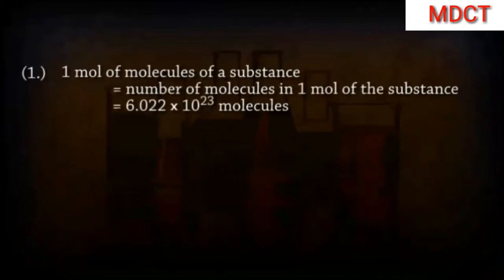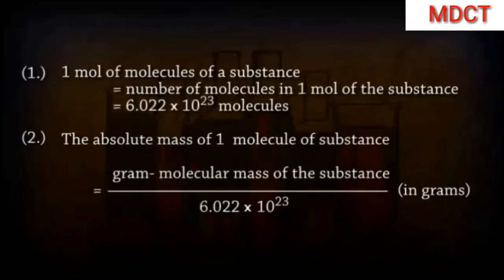First, 1 mole of molecules of a substance is equal to the number of molecules in 1 mole of the substance, equal to 6.022 × 10^23 molecules. Second, the absolute mass of 1 molecule of a substance is equal to the gram molecular mass of the substance divided by 6.022 × 10^23, in grams.